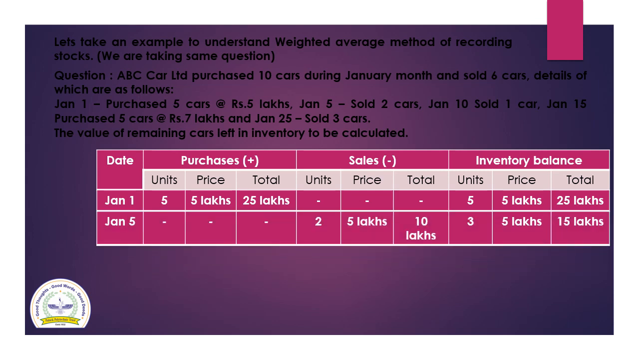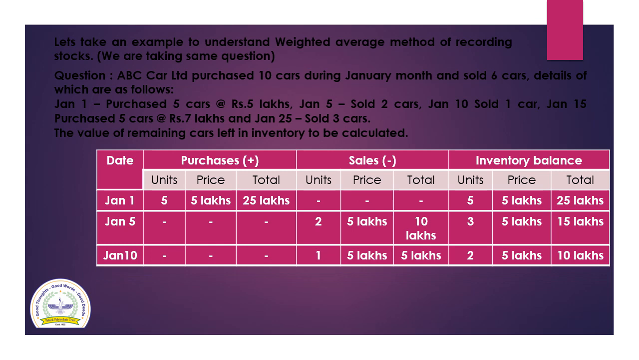Recording the second transaction, 5th Jan, no purchases. Sales, 2 cars we have sold, 5 lakh each, 10 lakhs is the total cost. And the inventory balance remains with 3 cars. Out of 5 we have sold 2, so 3 are remaining. 3 cars of 5 lakh each, total cost 15 lakh. On 10th Jan we again sold 1 car, so in the sales column 1 unit, 5 lakh price per unit, and total cost again 5 lakh. Inventory balance remains with 2 cars, 5 lakh each, total cost 10 lakh.